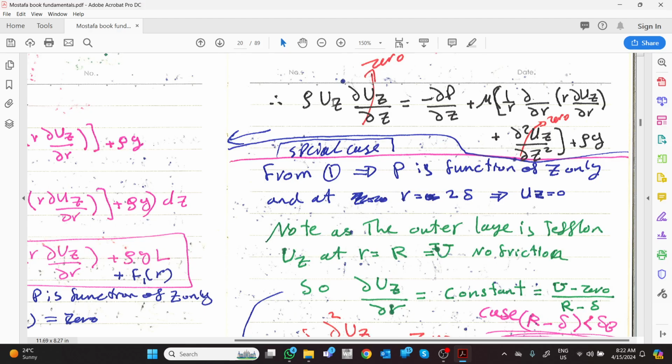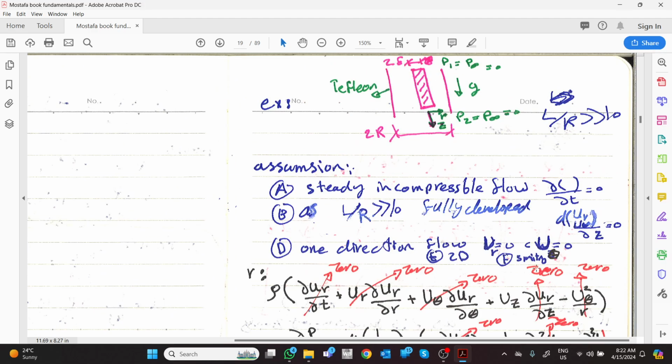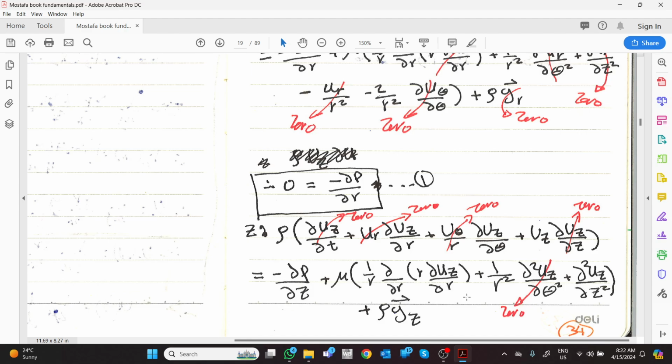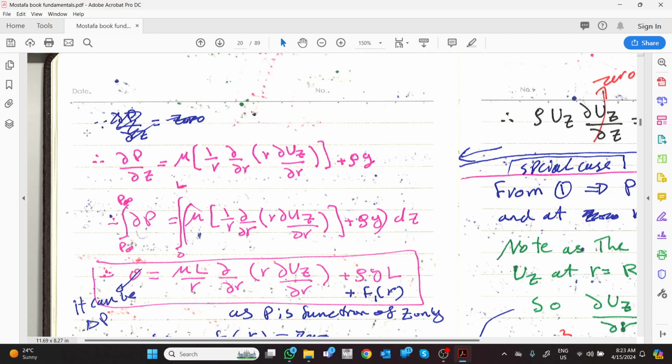Okay. So rho UZ du by dz, anything by dz, because fully developed is 0. We forgot to make it 0. This one, this is 0. We forgot to make it 0. Okay, and this 0. So it will become 0 equal minus del p by del z plus mu 1 over r del by del r for r del u z by del r plus rho g, which is this equation.